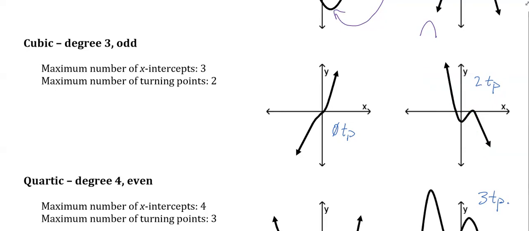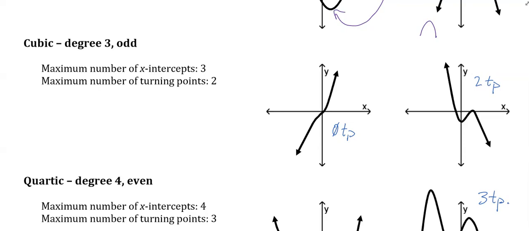Okay, and then quartic. I drew in a few other examples of quartics. So quartic is degree 4. The maximum number of x-intercepts is 4. Do you have an example of that on your page? The 4 one? Does yours look a little bit different from mine? So what would 4 look like? It'd be like 1, 2, 3, 4, right? It would just clearly cross 4 times.